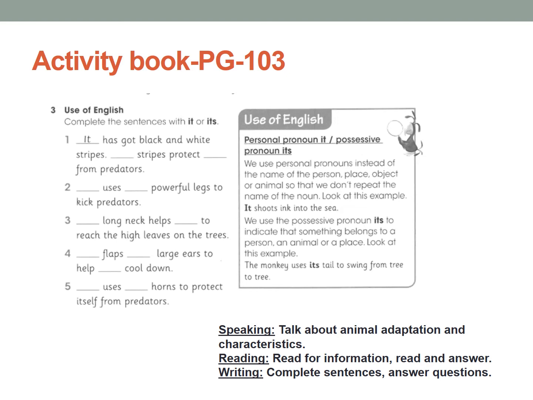Okay, I'll give you one example. Like they already gave you: it has got black and white stripes. Its stripes protect it from the predator. So "its" and "it". Now I want you to do 3, 4, 5 and check your answer in the next slide.